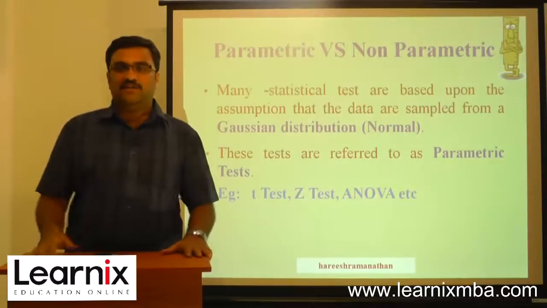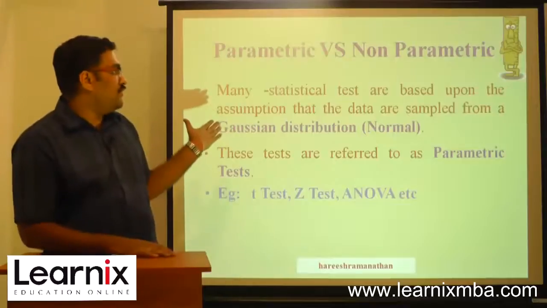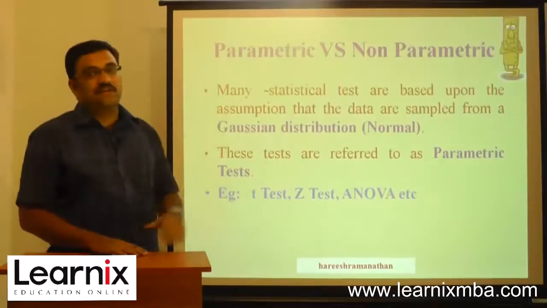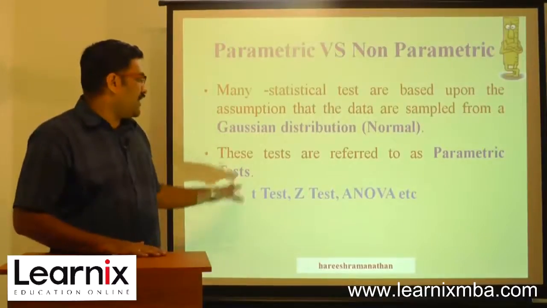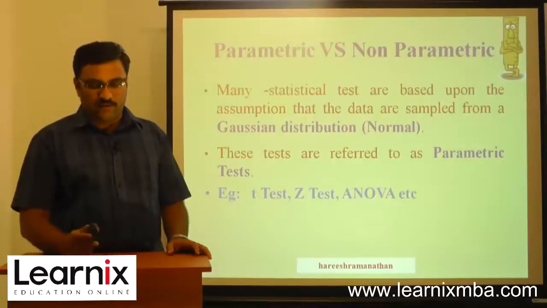Other assumptions are also there, but the major one is, again, the assumption that the data are sampled from a Gaussian distribution. So tests like t-test, z-test, ANOVA are different parametric tests available for us.